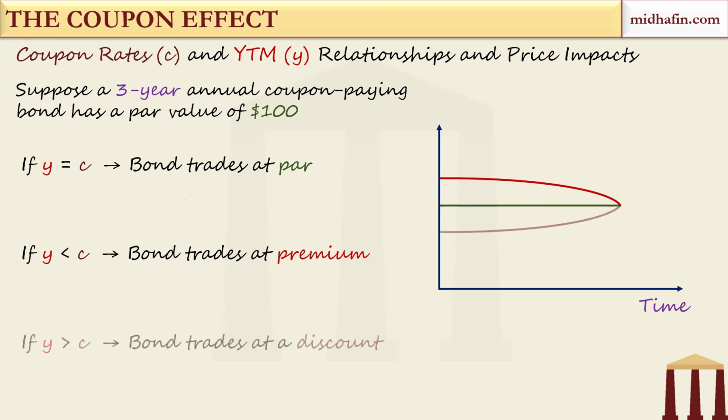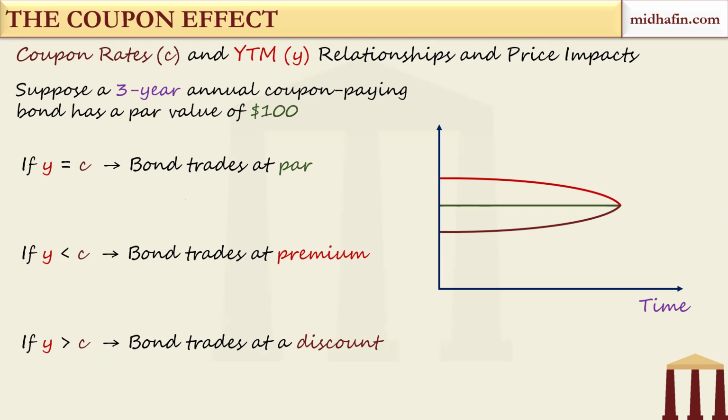Third is if the yield is greater than the coupon rate. Let's say yield is 8% and coupon is 6%. So yield is greater. In this case, the bond will sell at a discount. That means the bond's clean price, not the dirty price, I'm saying once again, will be less than $100. But again, as the maturity nears, the bond price will be pulled towards par. This is what we call pull to par. As the maturity comes nearer and nearer, the bond price gets pulled towards par.